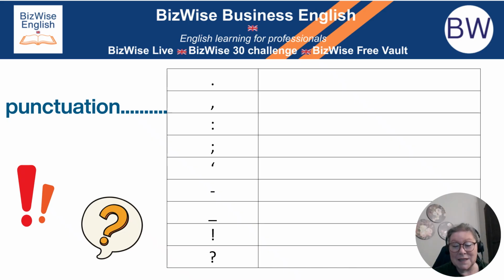Okay, so the answers are a full stop. In American English, they call this a period. This is at the end of a sentence. It is called a full stop. If this is in an email address or a website address, it is called dot, like .com. And if it is part of a number, it is called a point, 10.5. But at the end of a sentence, it is a full stop.